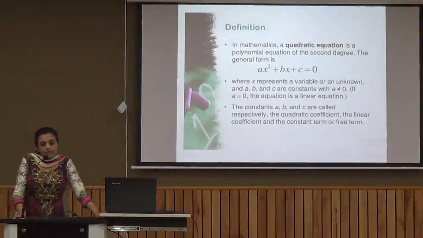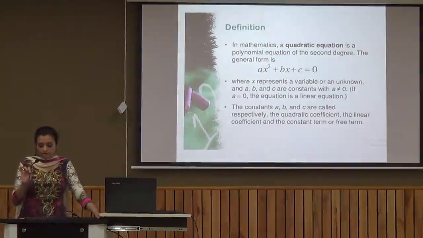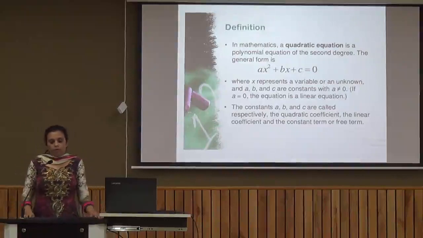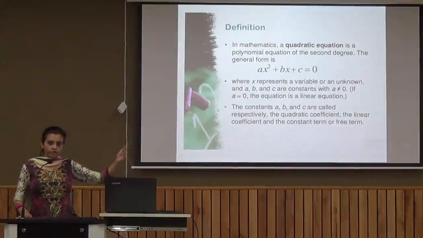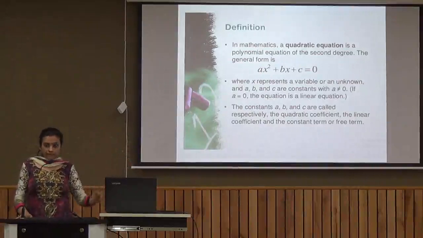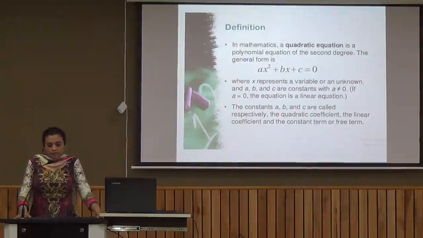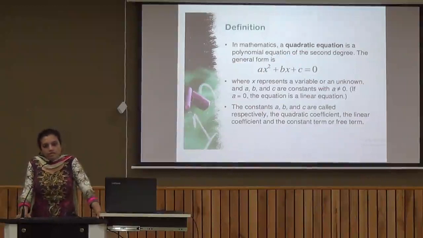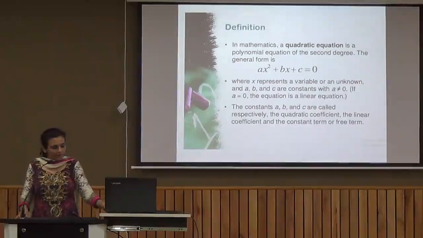The constants a, b and c are called respectively the quadratic coefficient, the linear coefficient and the constant term or the free term. Now remember, whatever is the degree, the same name applies to the coefficient. That is, if the term is x squared, that is a quadratic term, the coefficient is called the quadratic coefficient. For the linear term, the coefficient is called the linear coefficient, and the constant is also called the free term because it is free of any variable.